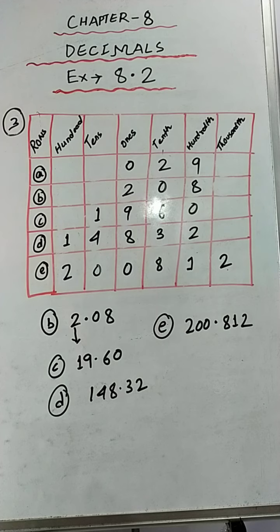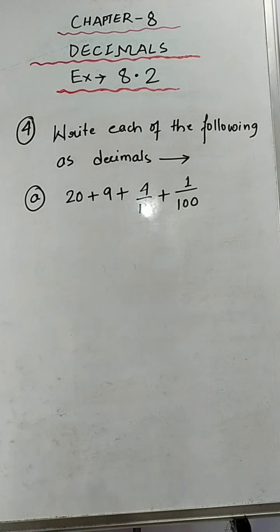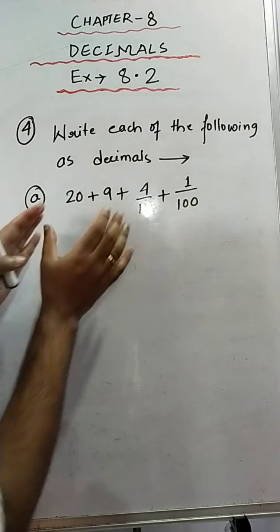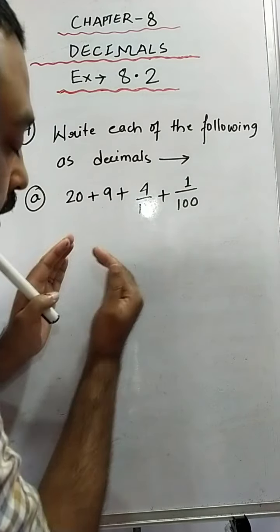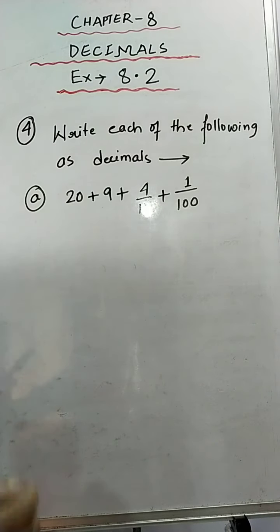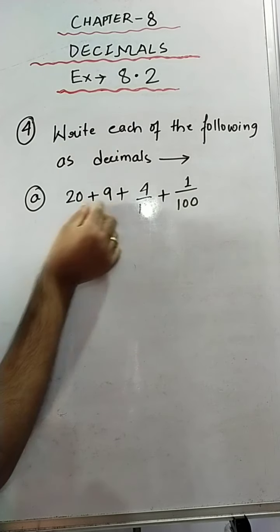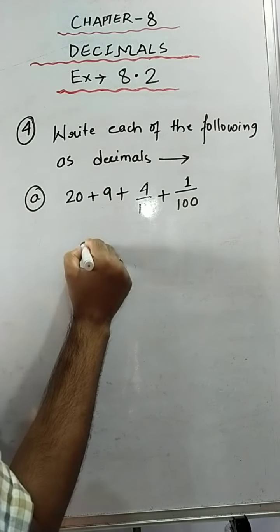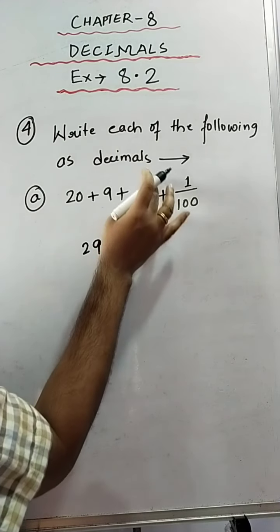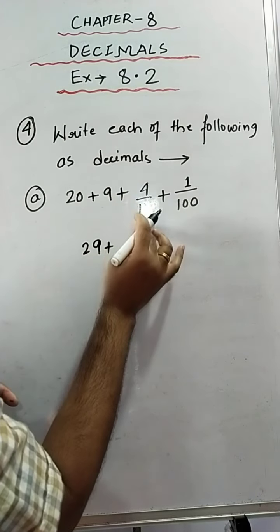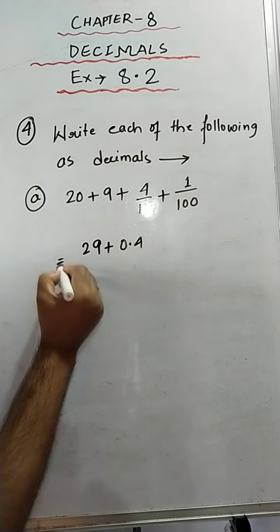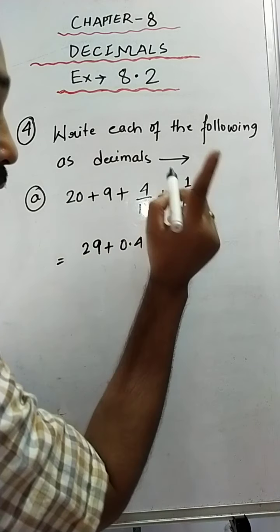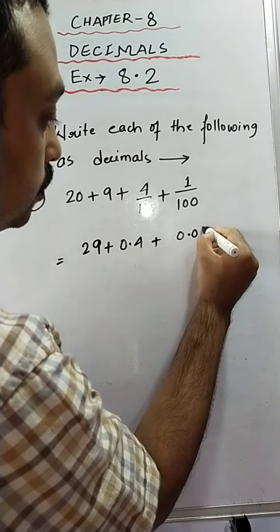Now let's move on to sum number 4. In question number 4, you have to write each of the following as decimals. That is, it is given in the expanded form. You have to convert it into the decimal form. Fine. So what do we have to do? First of all, we'll add these two numbers. That is 20 plus 9 is 29. Now how to write the decimal form of 4 by 10? We have learned this. So 4 by 10 means 0.4, isn't it? And what is the decimal form of 1 by 100? It is 0.01, isn't it?